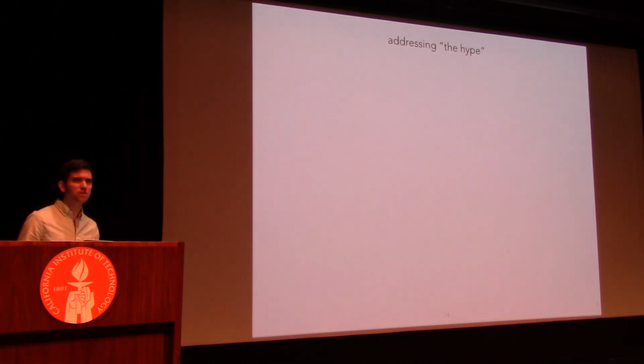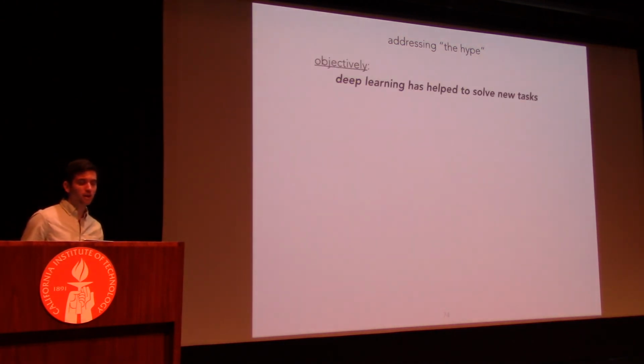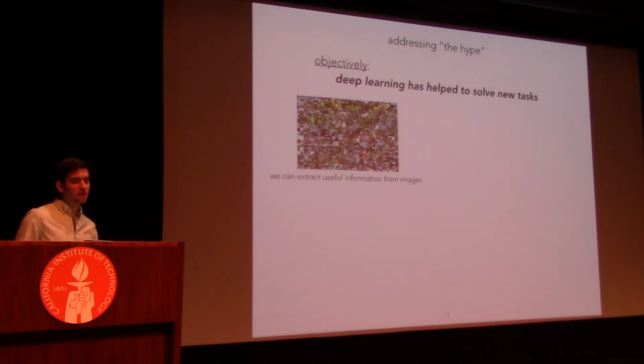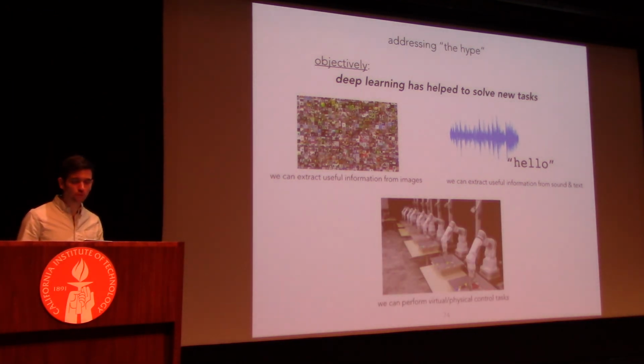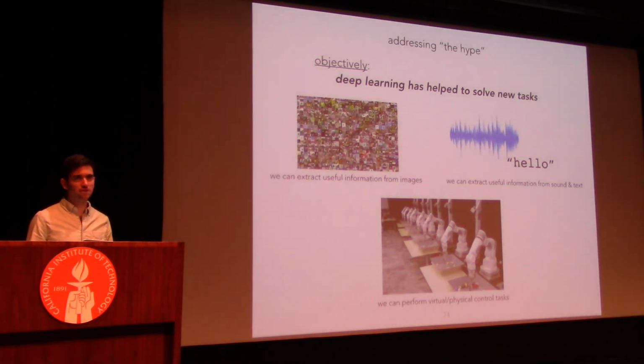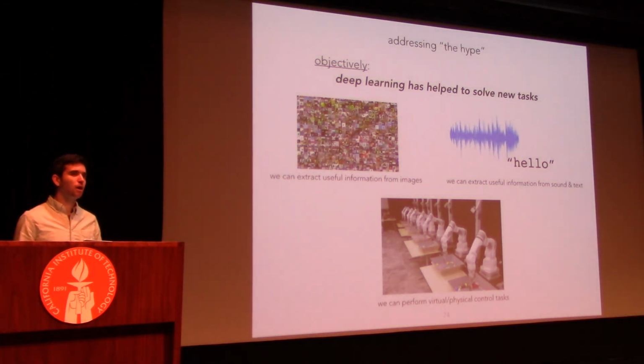And I think there's a general sense of hype in the field right now. So in order to address that, I just want to say that deep learning has objectively helped to solve some new tasks. So we can now extract useful information from images that we didn't used to be able to extract, such as what object is in there, where it is, and what pixels exactly. We can process speech, we can process text, and understand aspects of these, or train models to output aspects of these inputs. And we can also train models to perform virtual or physical control tasks. This is definitely a big step forward for robotics.